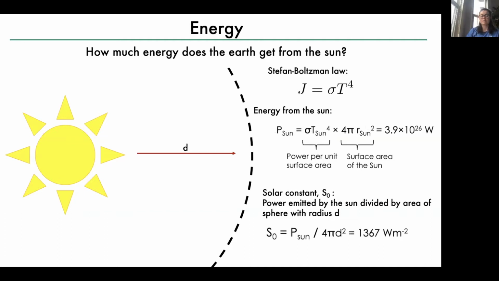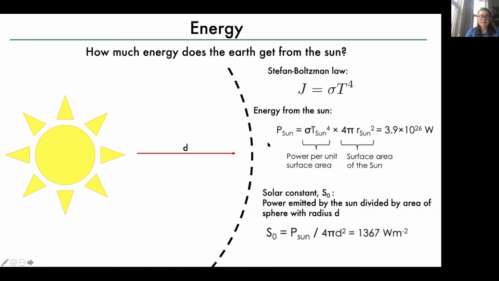And so maybe I'll repeat that in different words. To get the total power of the sun, how much total radiation the sun is giving off, we use the Stefan-Boltzmann law to get the power per unit surface area of the sun. So that's the Stefan-Boltzmann constant times the temperature of the sun to the fourth. And then we multiply that by the surface area of the sun so that we can get the total power coming from the sun.